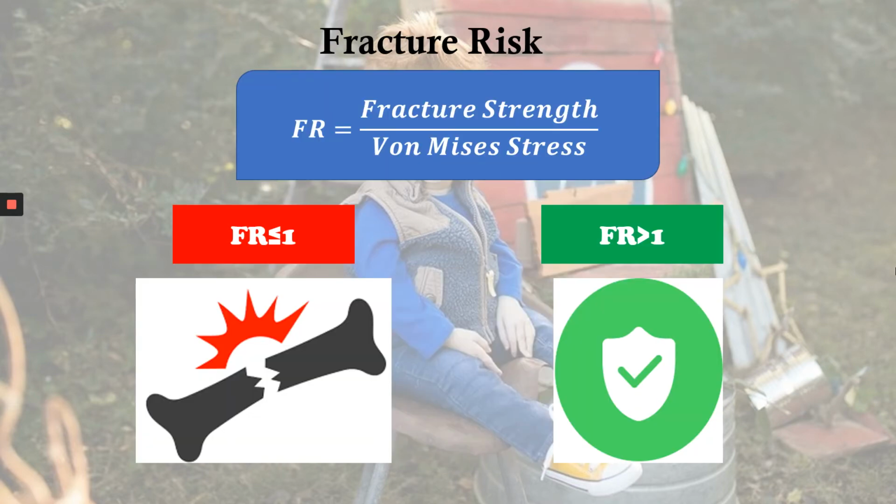Based on the nano-indentation tests done by other researchers, the fracture strength was set to 115 megapascals in this study. When the fracture risk value is equal to or less than 1, the tibia is considered fractured.